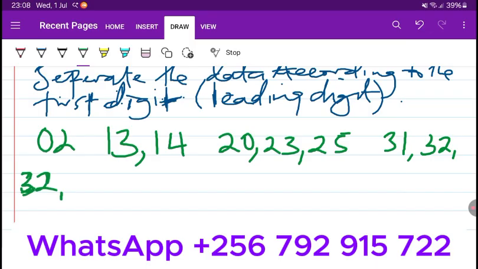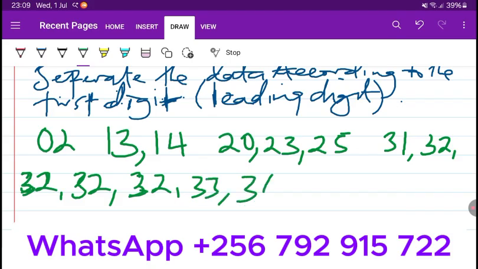So 32, that is for the second time, because they are four. This is 32 for the third time, then 32 for the fourth time. And then we go to 33, then we go to 36.